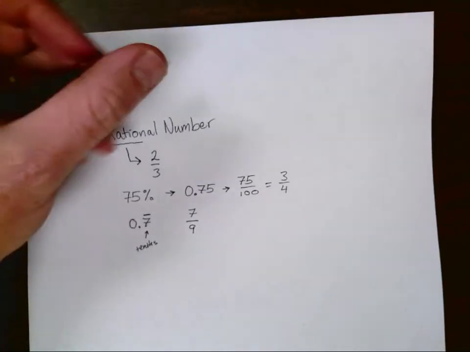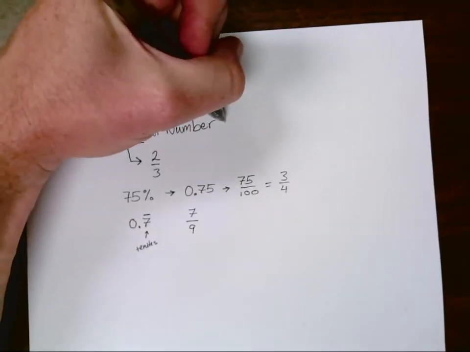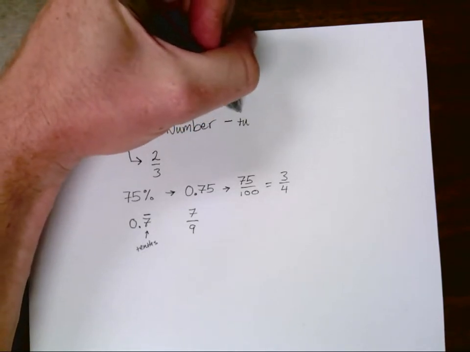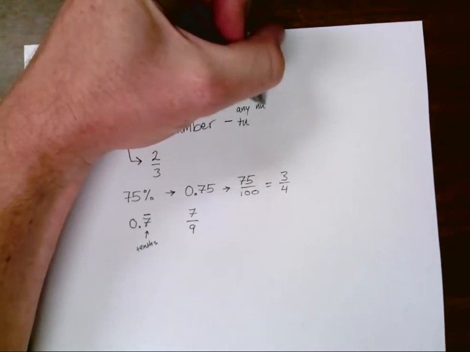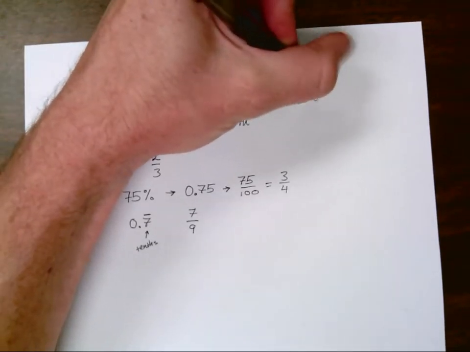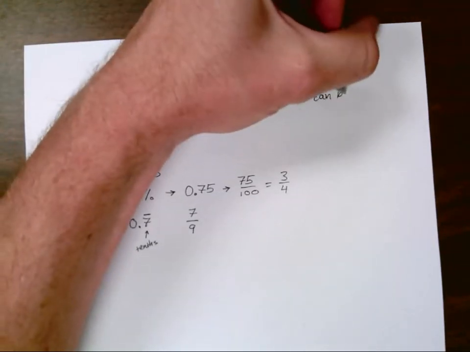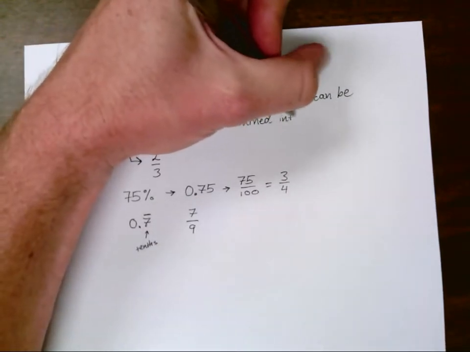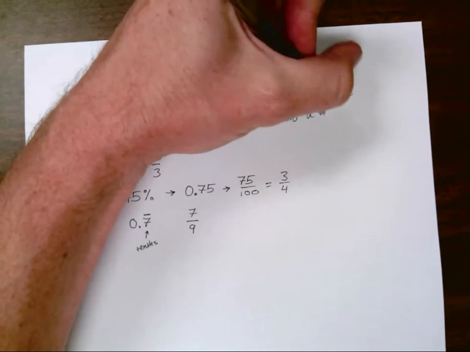So, long and short of it is, rational numbers are anything that can be turned into a fraction. Any number that can be turned into a fraction.